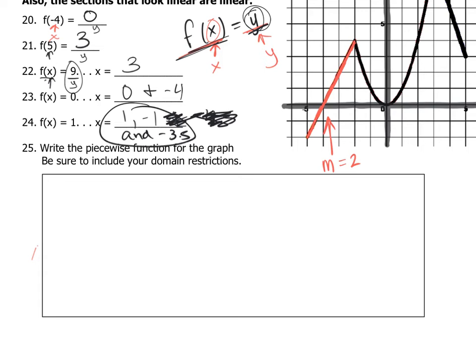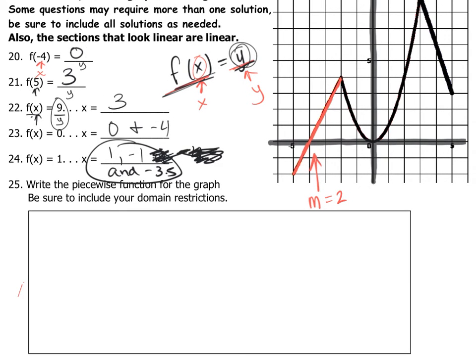Let's talk about the y-intercept, the B, okay? If this line were to continue up 2 over 1, up 2 over 1, I'd be right here where my B is 8.